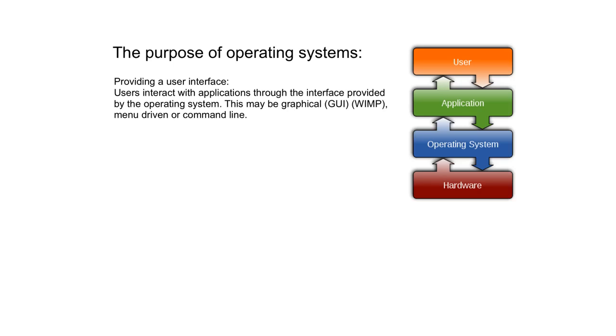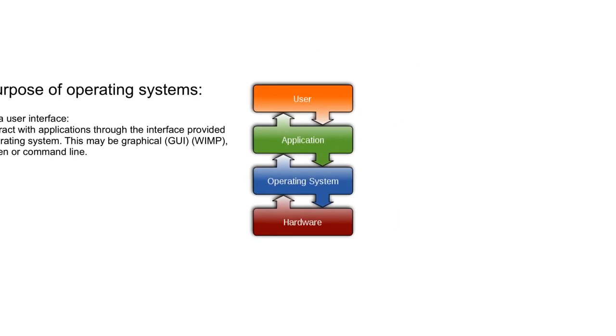Finally, the operating system provides a user interface. Users interact with applications through the interface provided by the operating system, and this may be graphical, as in a GUI, graphical user interface, a WIMP, windows, icons, menus, pointers, or menu-driven, or command line. So we see the importance and the purpose of operating systems.